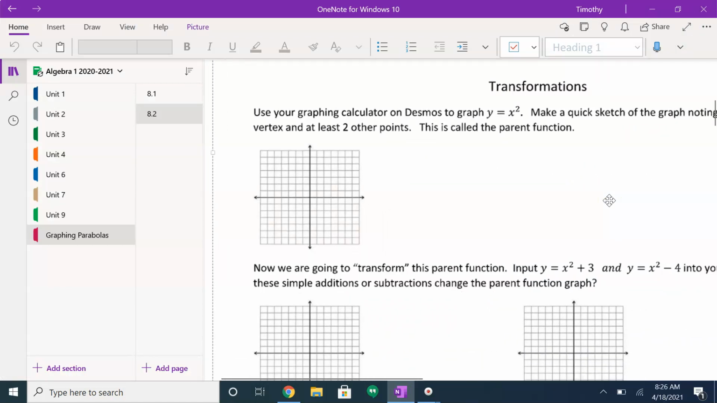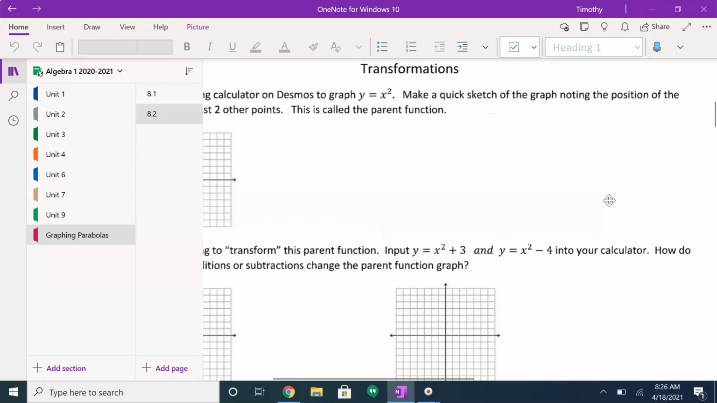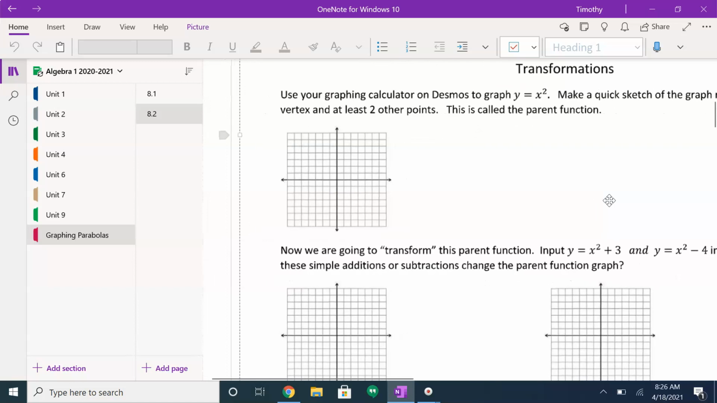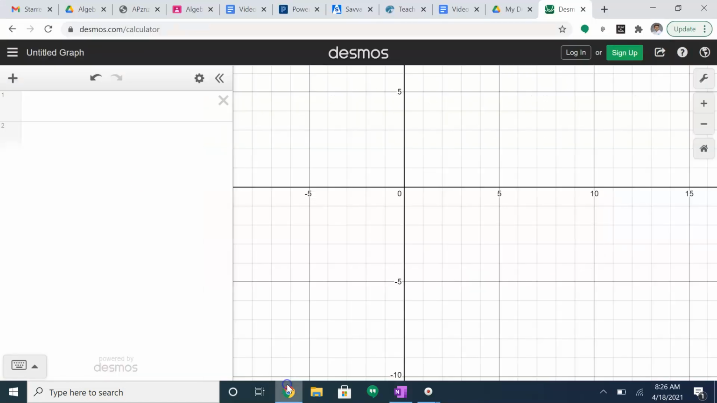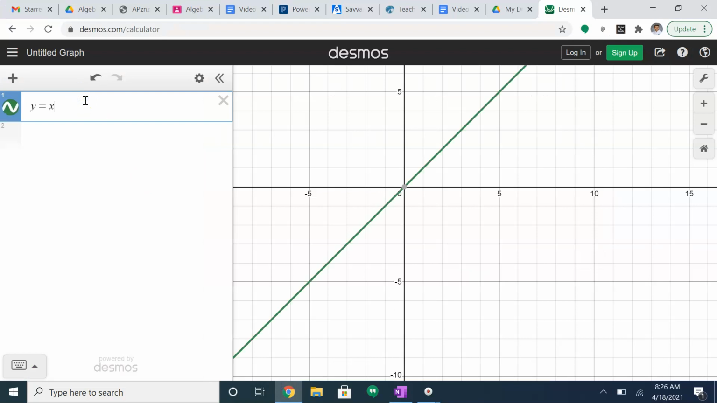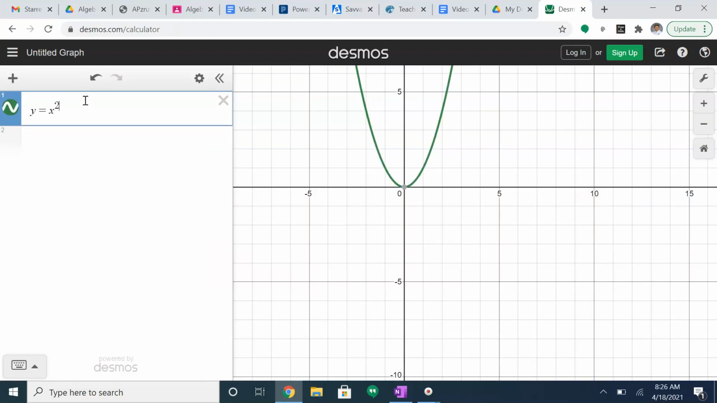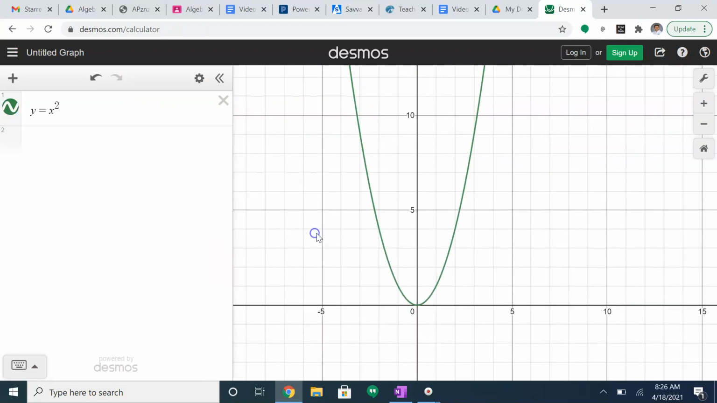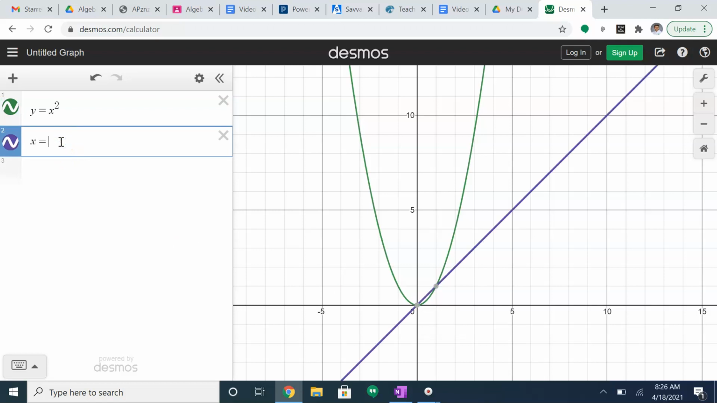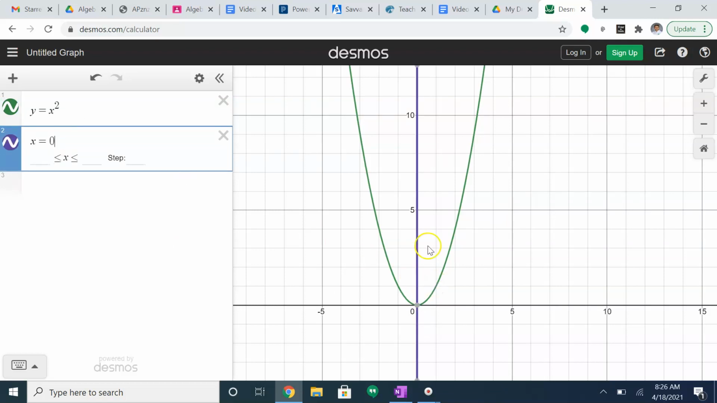Then it says, on a graphing calculator, make a quick sketch of the graph noting the position of the vertex and at least 2 other points. This is called the parent function. So we're going to go to y equals x squared. We call this the parent function because there are no transformations yet. So our vertex is at (0, 0), which means our axis of symmetry is at x equals 0.